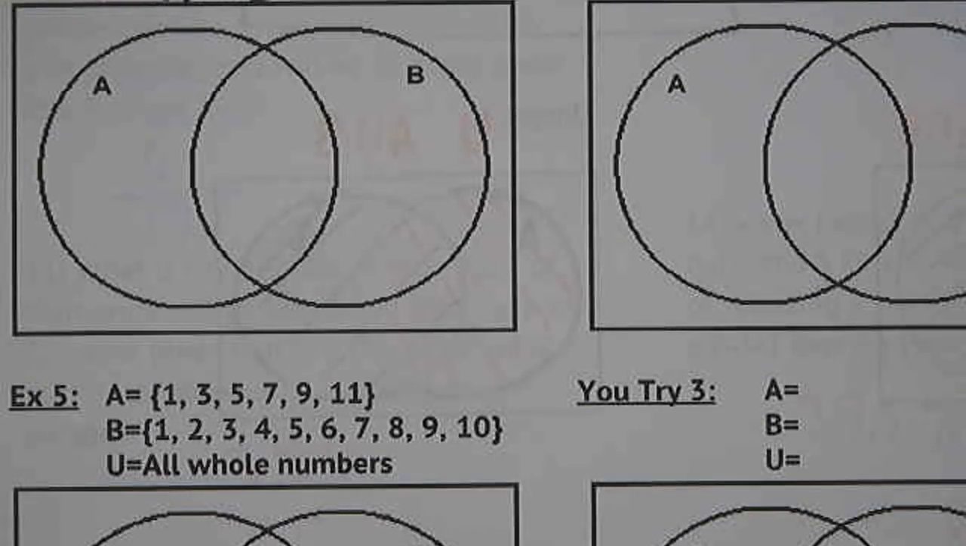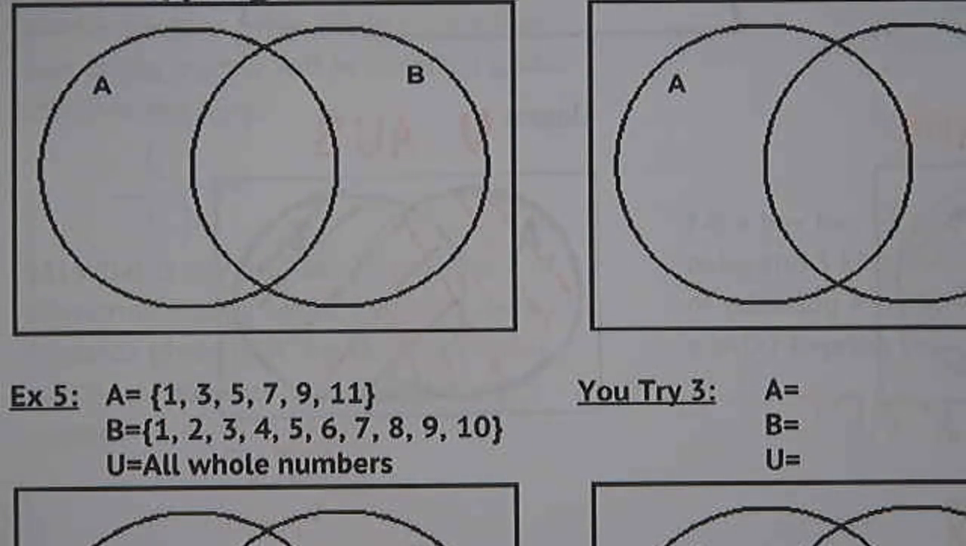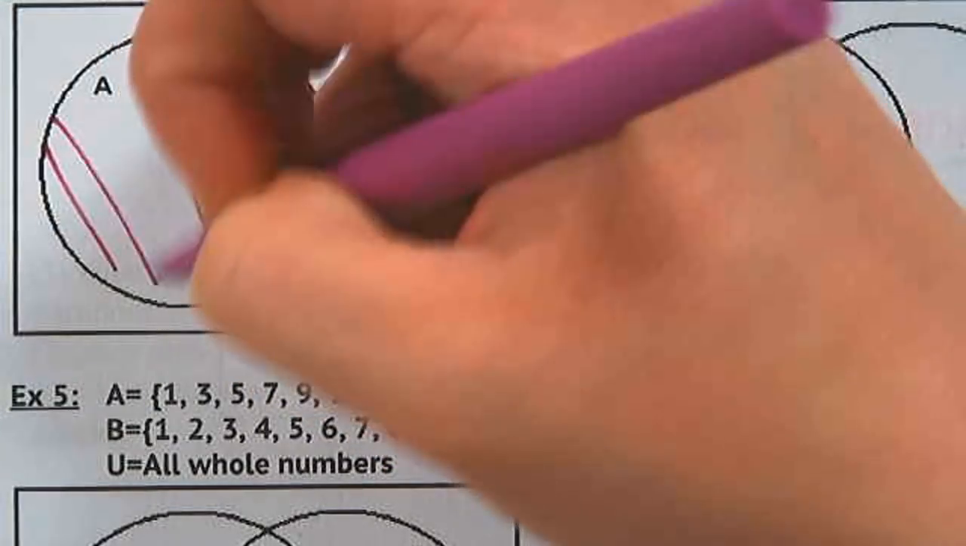Okay, so hopefully you followed instructions there and paused the video. Here's how we would find this one. First, we want to color A. So I'm going to take the pink and I'm going to color A.